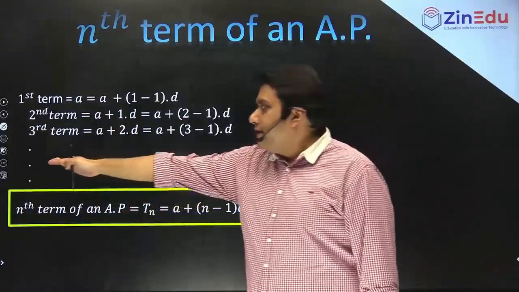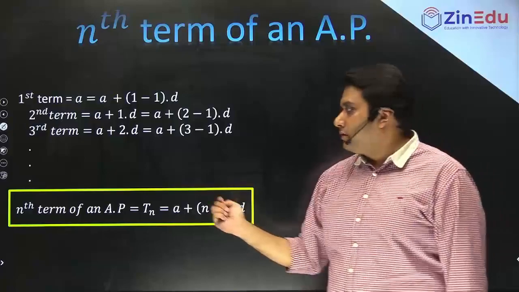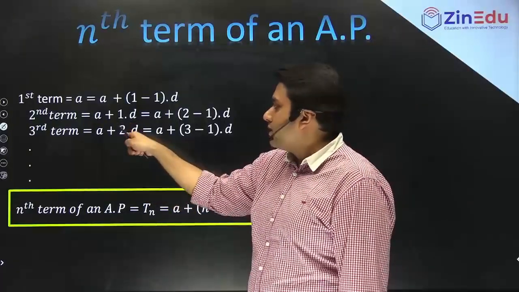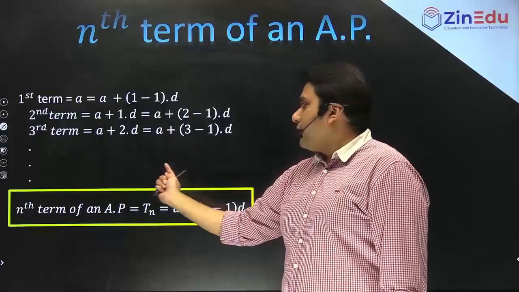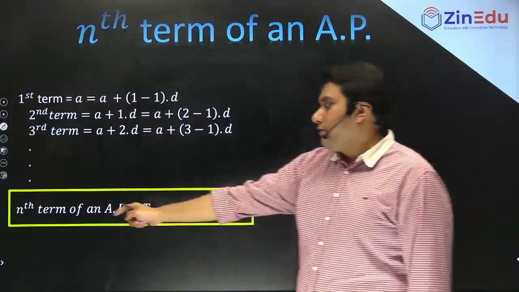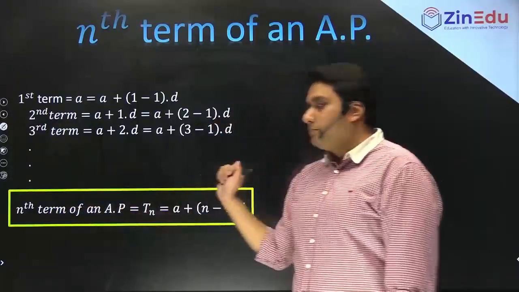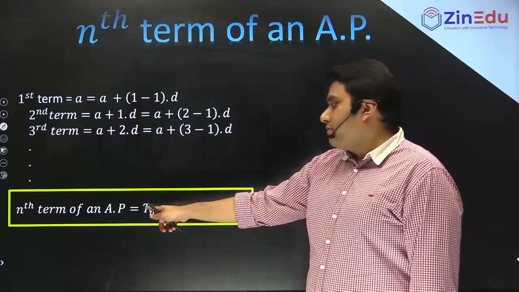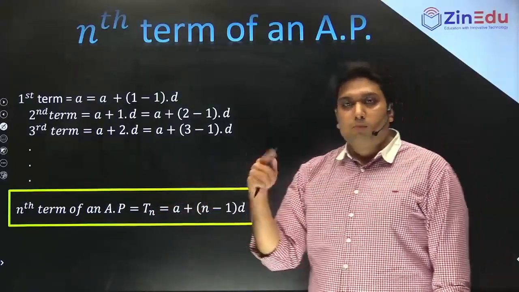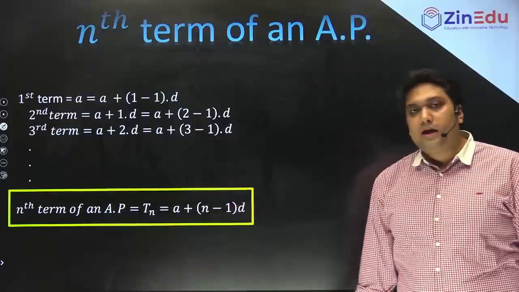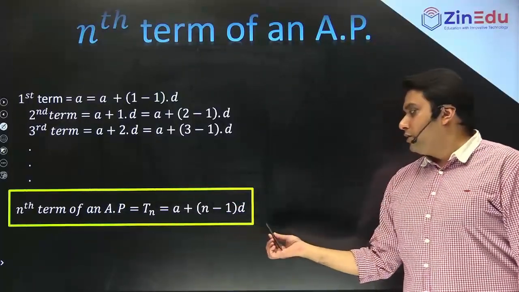Supposing I say the 10th term, what will the 10th term mean? A plus 9D, a D less than the required term. So I can write it as A plus 10 minus 1 into D, right? Therefore, if I need to write down the nth term, it is generally represented by T of n or small a of n. So T of n will be given by A plus n minus 1 into D.